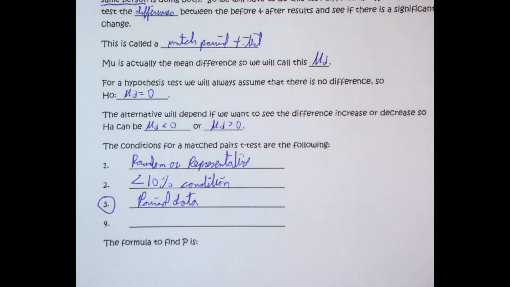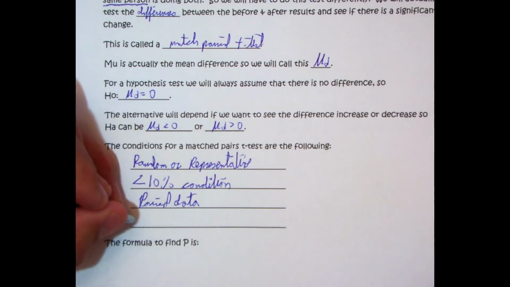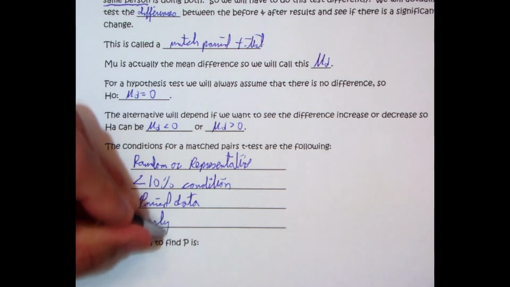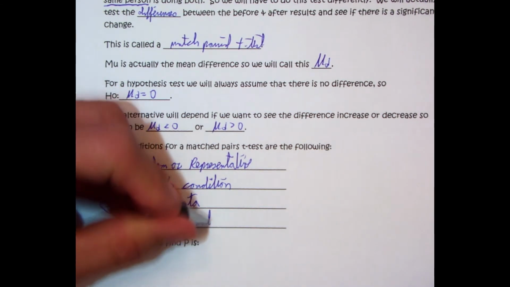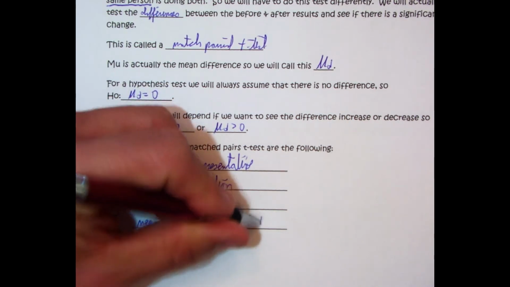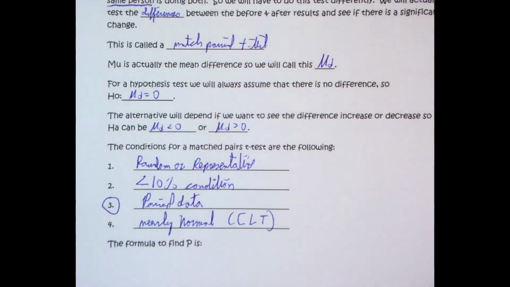Okay, and then the fourth one is what we call the nearly normal condition. In this, your central limit theorem rules apply. If you have a sample that's greater than 40, then you can assume that it's nearly normal by the central limit theorem. Anything between 15 and 40 has to be roughly unimodal and symmetric, and anything less than 15 you have to be pretty careful with, watching for outliers and skewness. Okay.